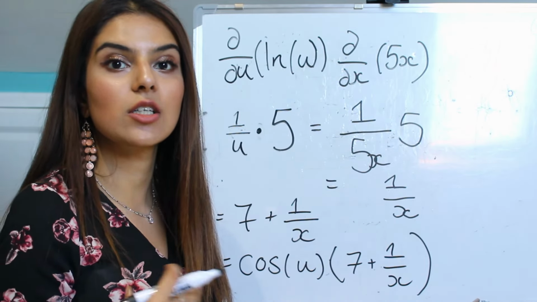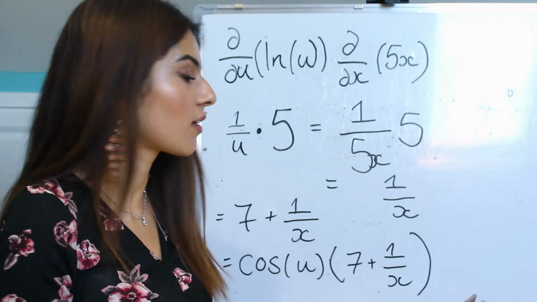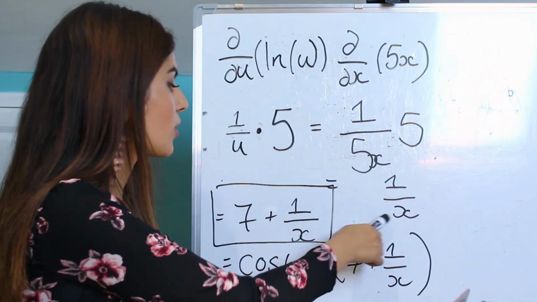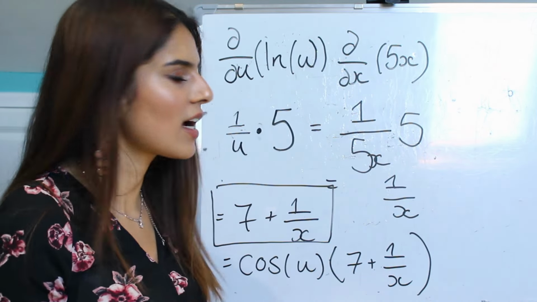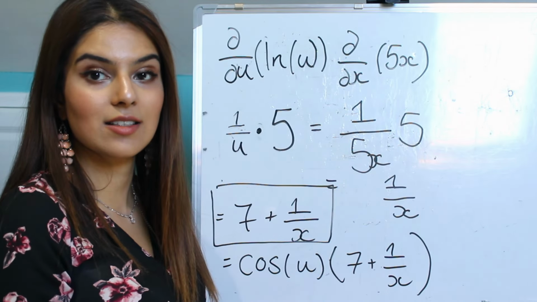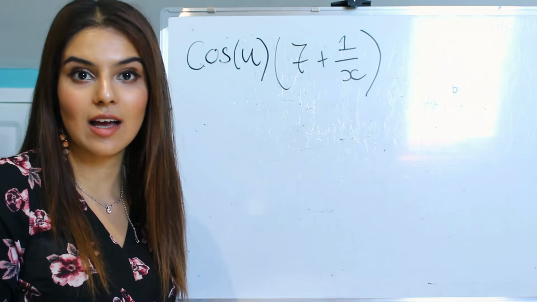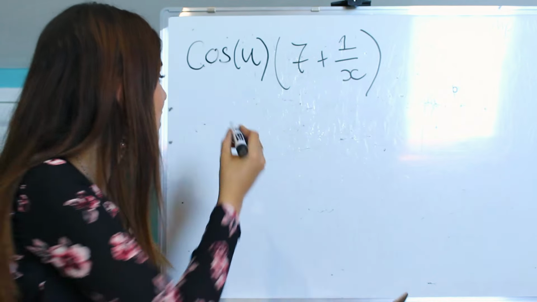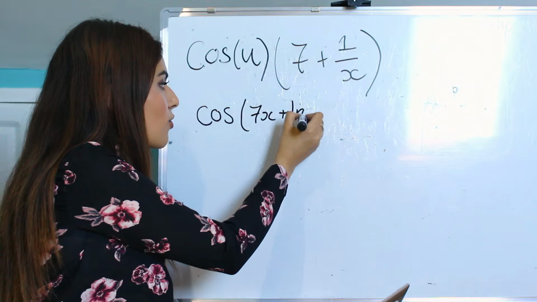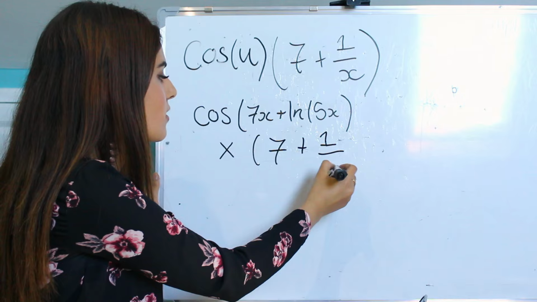What we have to do is add the differential of 7x and the differential of logarithm 5x together. So we would just get 7 plus 1 over x that we got from here. So looking at what we have now, we have cos of u times 7 plus 1 over x. And we can simplify that further. If we substitute back the original u, which was 7x plus logarithm 5x, we get cosine 7x plus logarithm 5x all times 7 plus 1 over x.